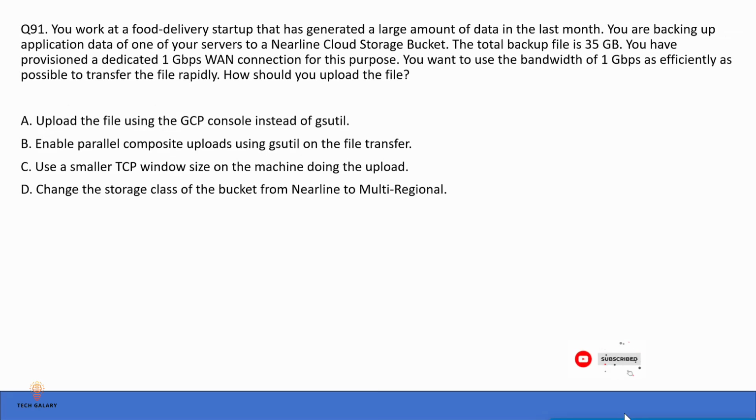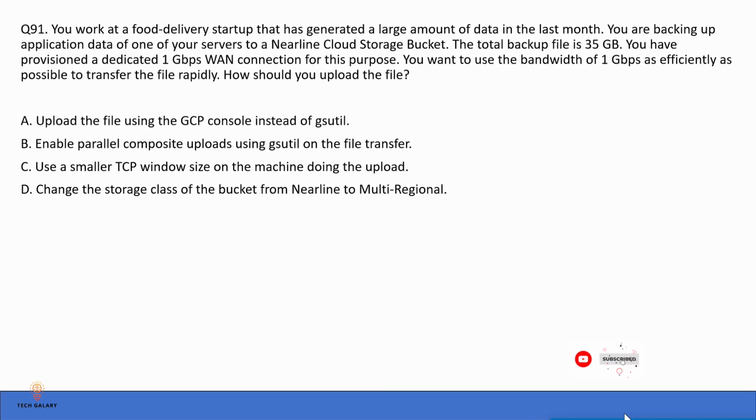Option A, upload the file using the GCP console instead of gsutil. Option A is not correct because the GCP console does not allow parallelism while uploading the files. In such an upload, a file will be divided up to 35 chunks. Then these chunks are uploaded in parallel to temporary objects. So the final object is created using the temporary objects and the temporary objects are then deleted. So this option is not correct.